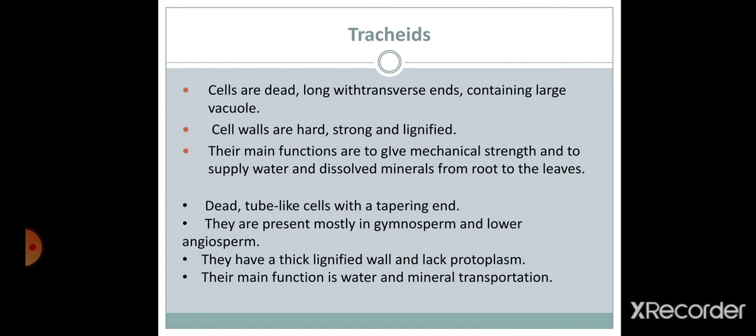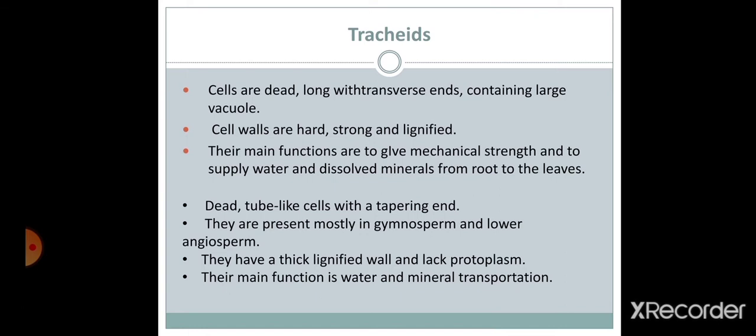The area of the primary wall and the middle lamella present in between the pairs of the pits is called the pit membrane. The pit membrane of the broader pits develops a swelling in the middle called torus, which helps in the regulation of the movement of substances. Coming to the functions, these tracheids help in upward conduction of the water and minerals from the root to the stem and the leaves.